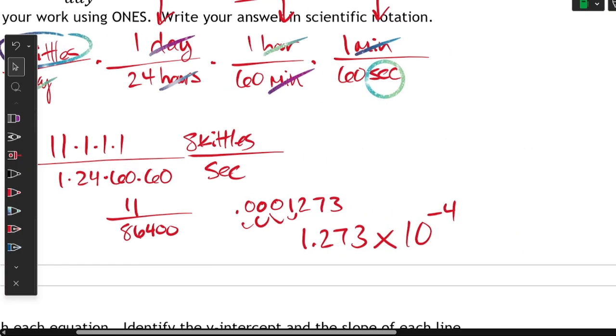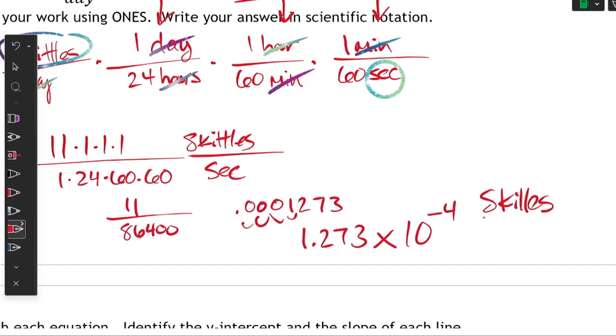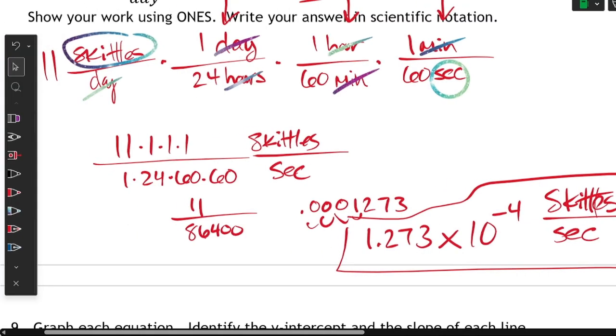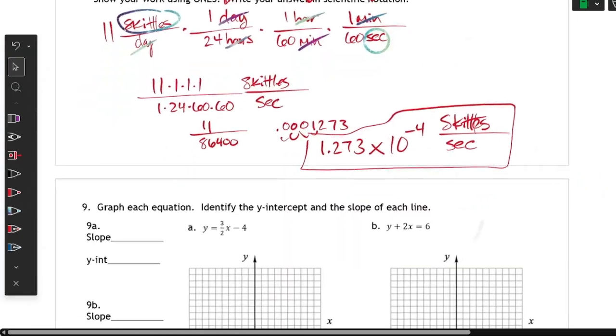And this is the number of Skittles that you're consuming per second. You can't even taste them. They're not really Skittles. It's more like Skittle dust. But S-K-I-T-T, there's another L in there, L-E-S. All right, that's that question.